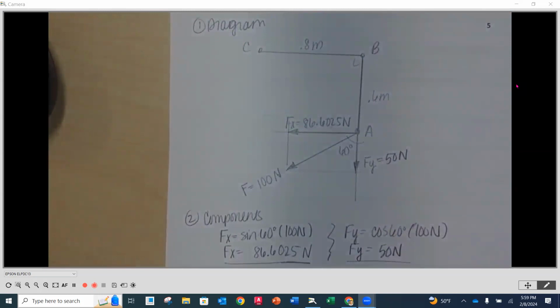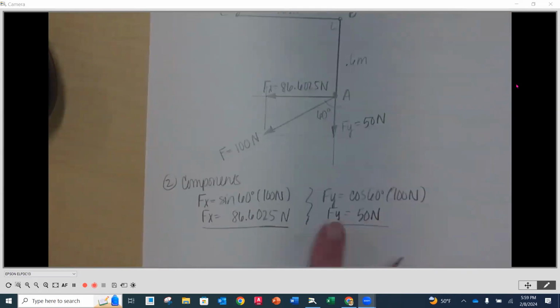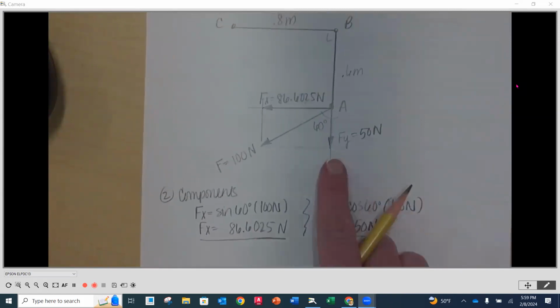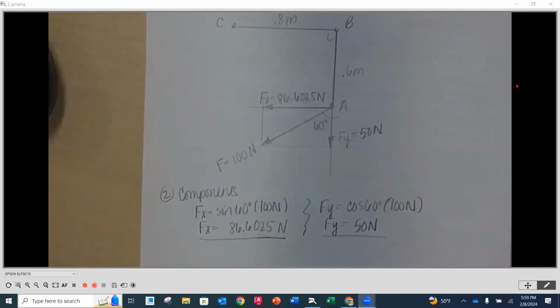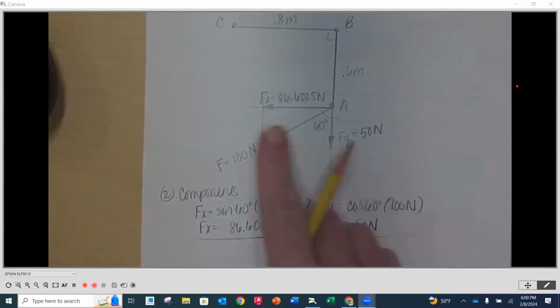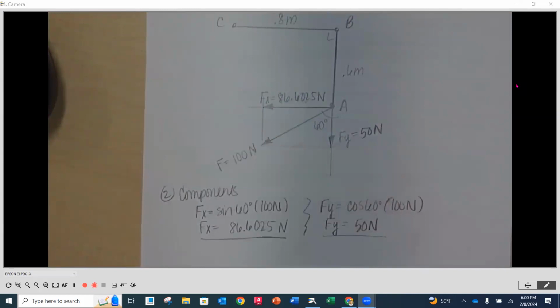And then our FY is going to be 50. Notice that both are down, they're in their negative, if you would, direction. So the X is going to the left and the Y is going down. No negatives for the variables here. The negative would be just shown in the arrow pointing down, the arrow pointing left. Don't put negatives, just calculate for their absolute values. And then we'll use our directions later on to get our signs.